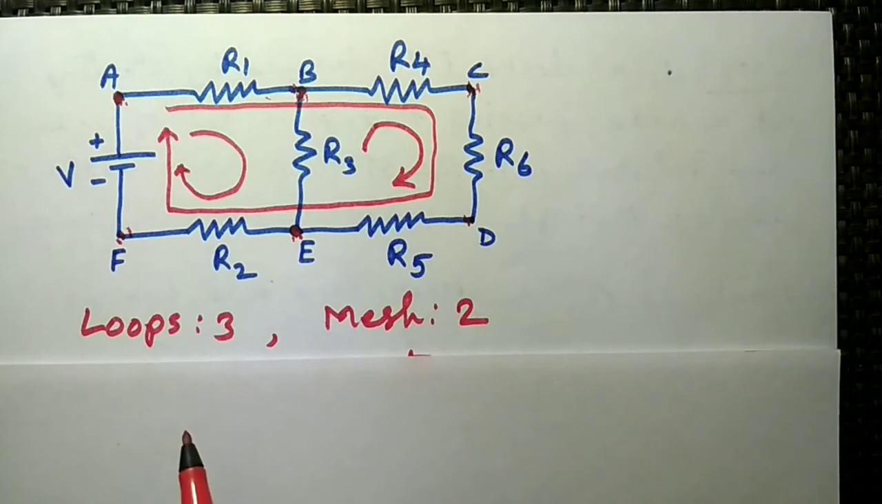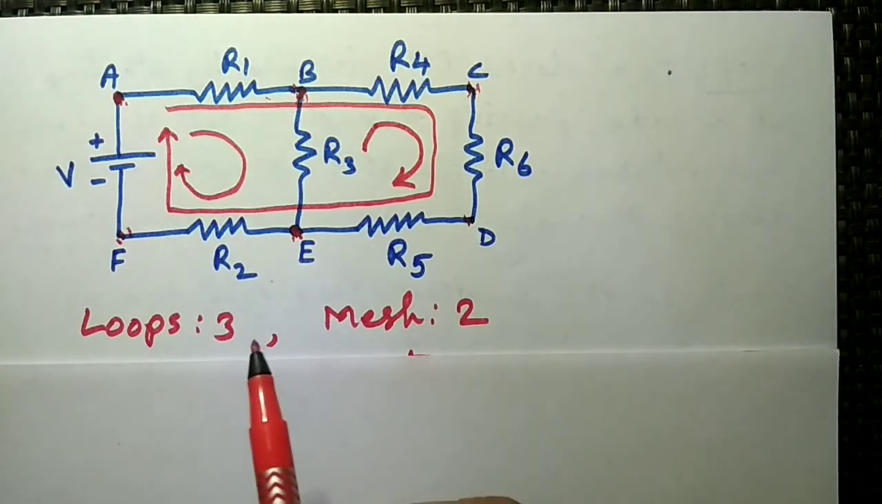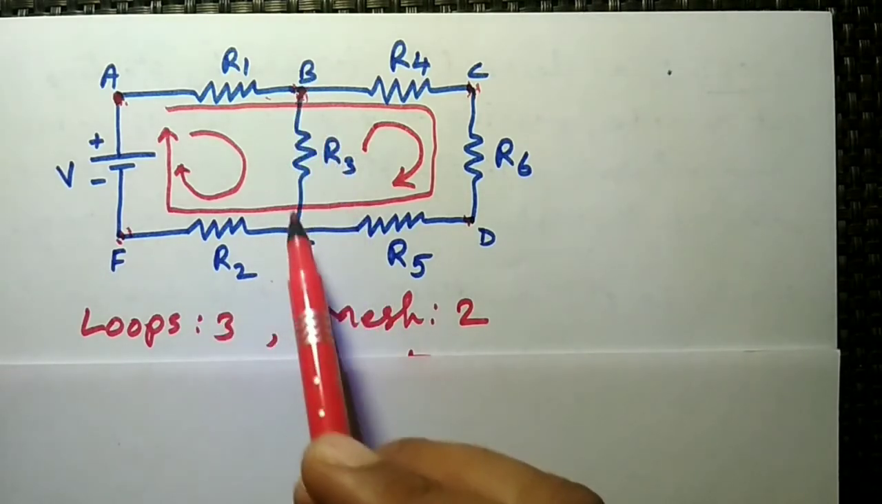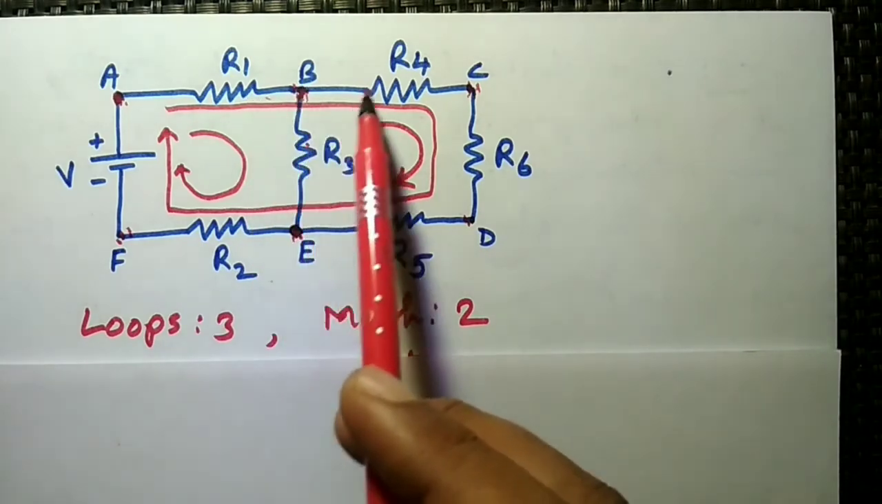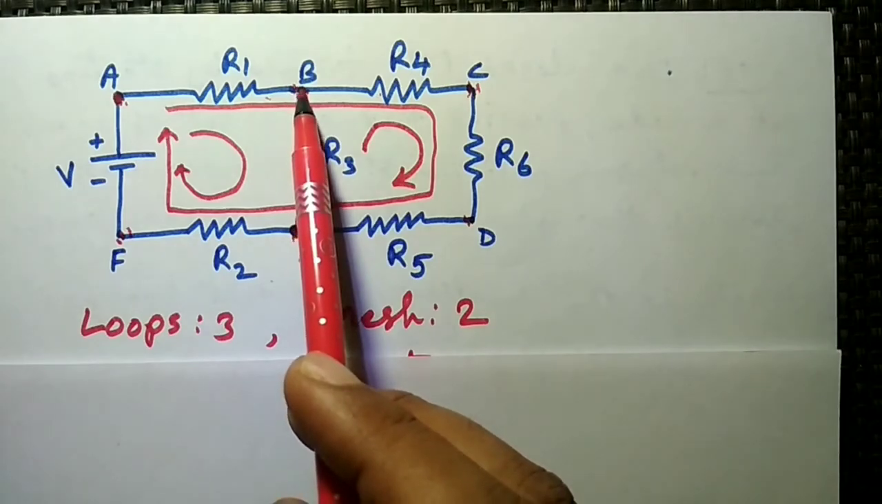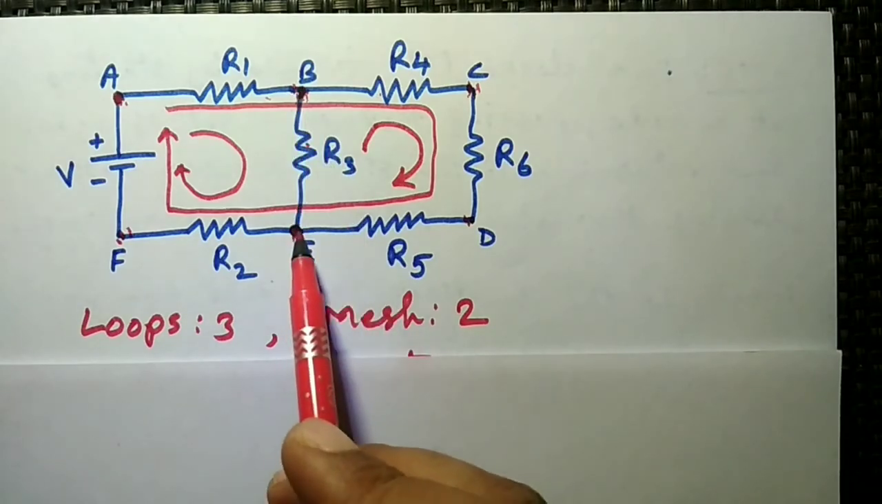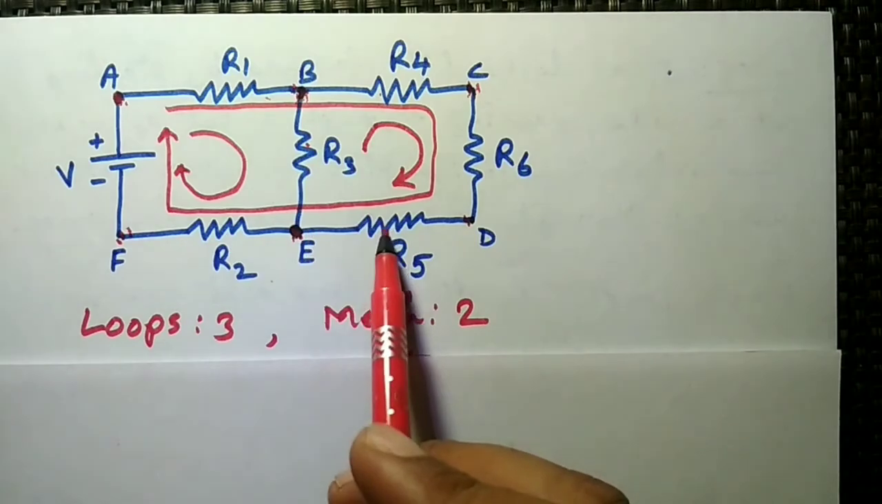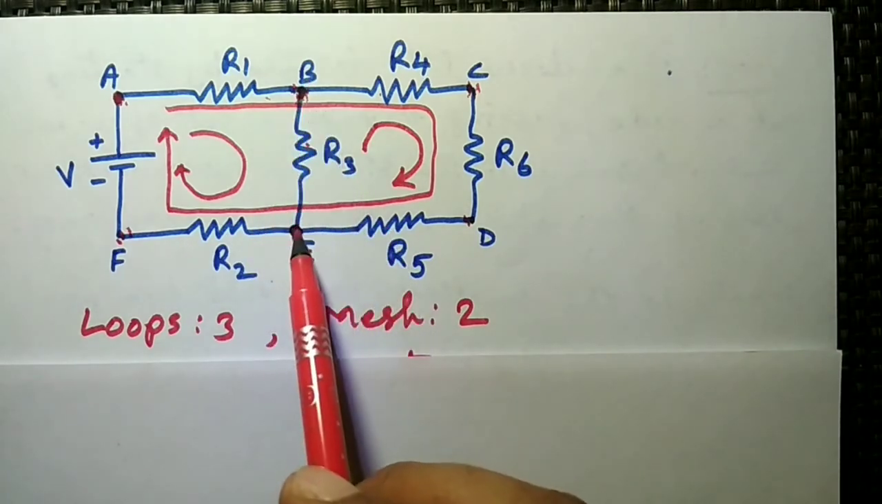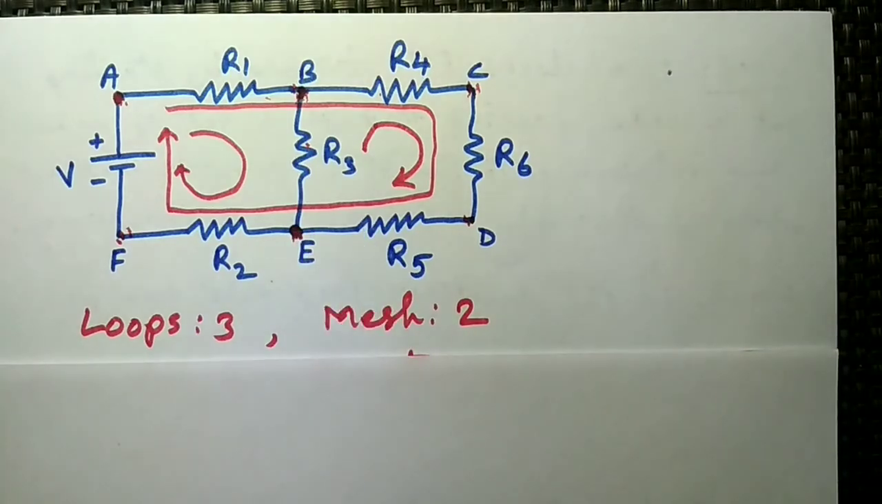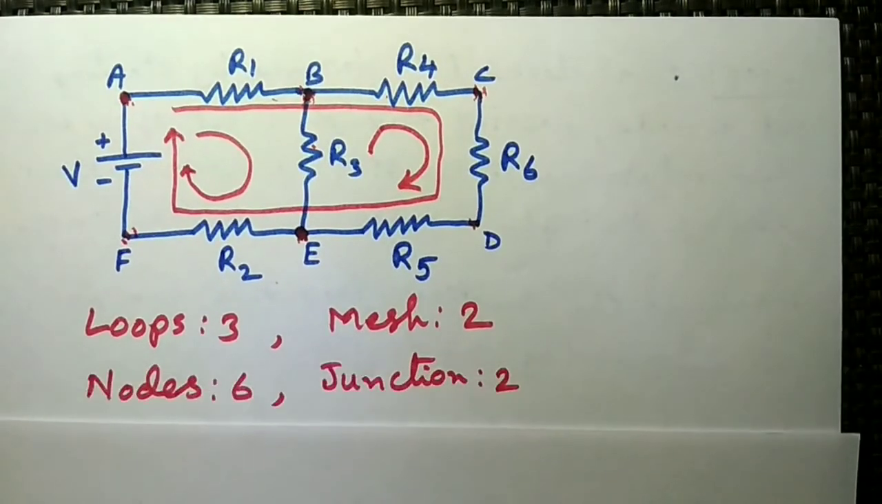And the number of junctions. A junction is a point where 3 or more branches are connected. So in this circuit we have only 2 junctions, that is point B and point E. Because at point B, R1, R3, R4, a total of 3 resistances are connected. Similarly at point E, R2, R3 and R5, again 3 resistances are connected. So B and E are considered as the junctions. So in this circuit we have a total of 6 nodes and 2 junctions.